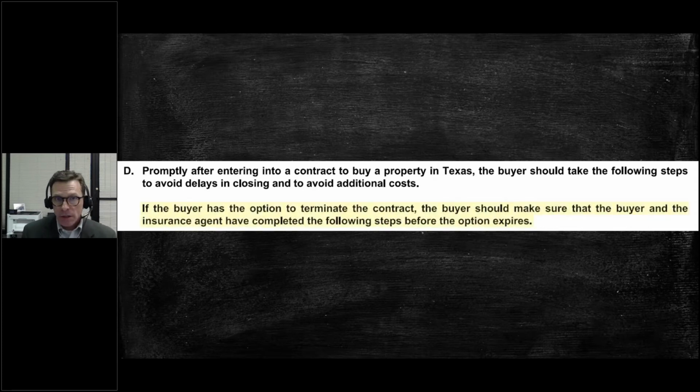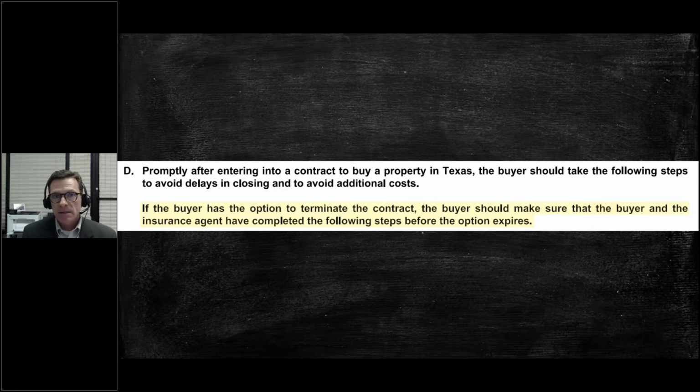If the buyer has the option to terminate the contract, the buyer should make sure that the buyer and the insurance agent have completed these steps before the option period expires. Always explain to a buyer the two big things they need to do during the option period: schedule the inspection, and talk to the insurance agent. Of course, they're also going to be working with the lender and providing documentation and all of those things. But we need to get that inspection done, of course, during the option period.